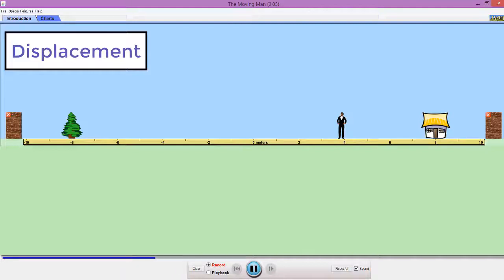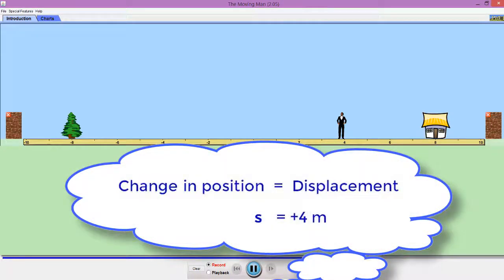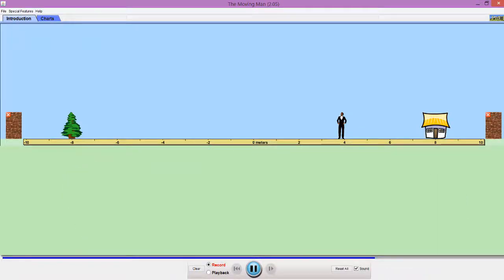So that's a change in position, or more commonly, a displacement. And it's in the positive direction. So we can say the change in position is equal to the displacement, or mathematically, S equals plus 4 meters. Now let's ask him to take a further 6 1-meter steps to the left. We now see that his total displacement is minus 2 meters.